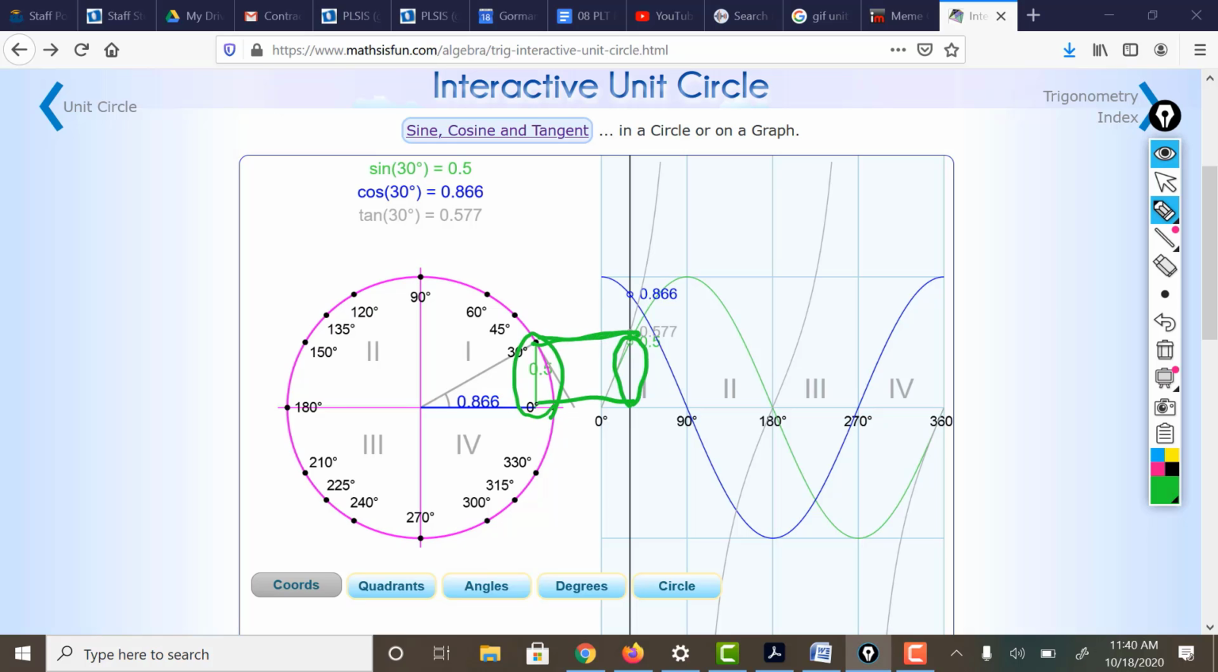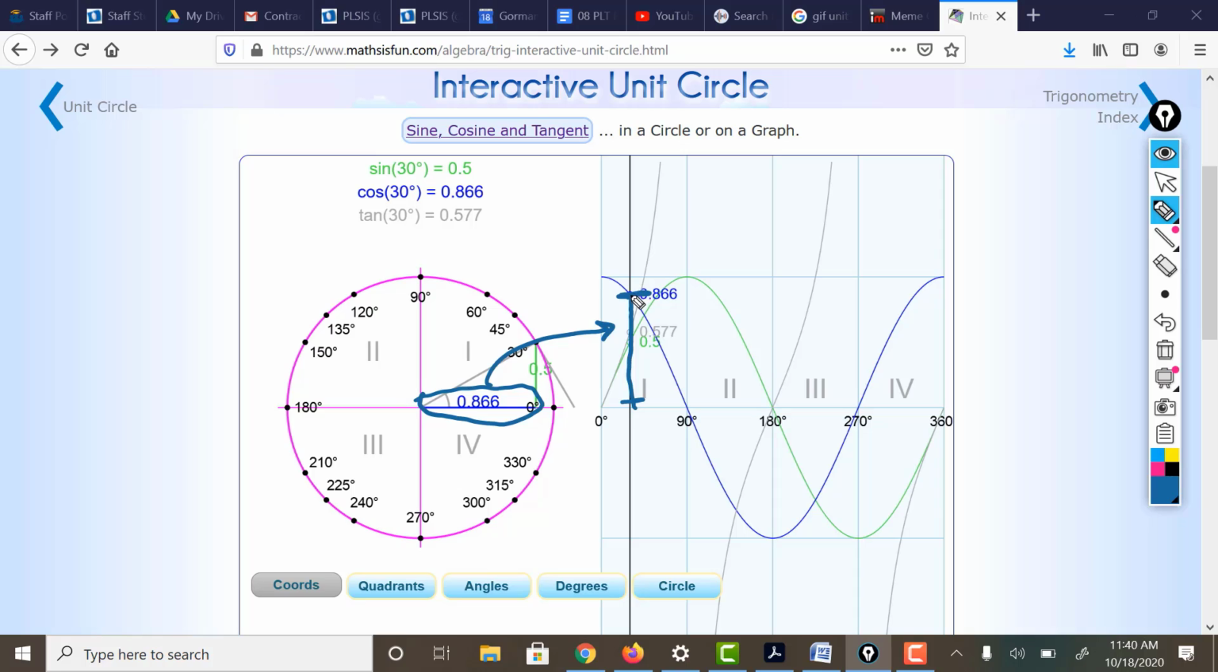That's the y value. If I took this x value, 0.866, and I stood it up, this is the same length right here. So this length is the same as this length. That's how these graphs are generated.